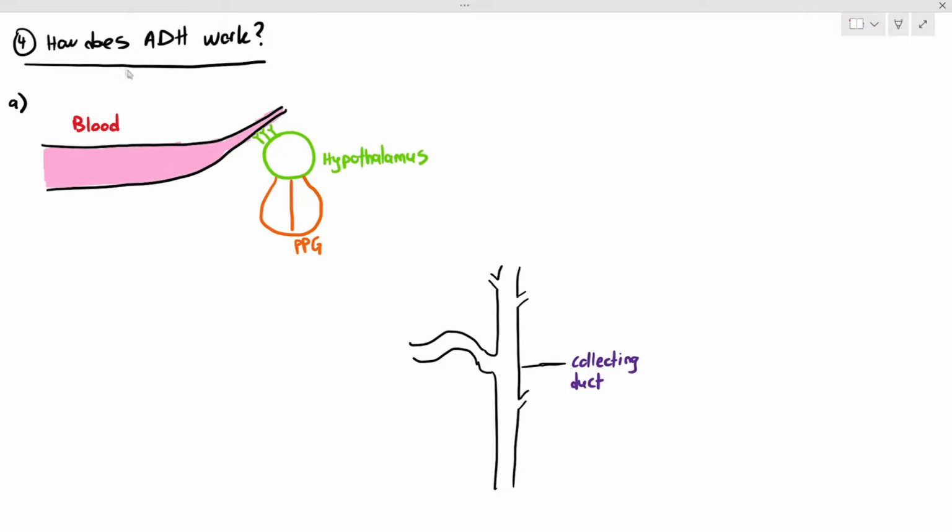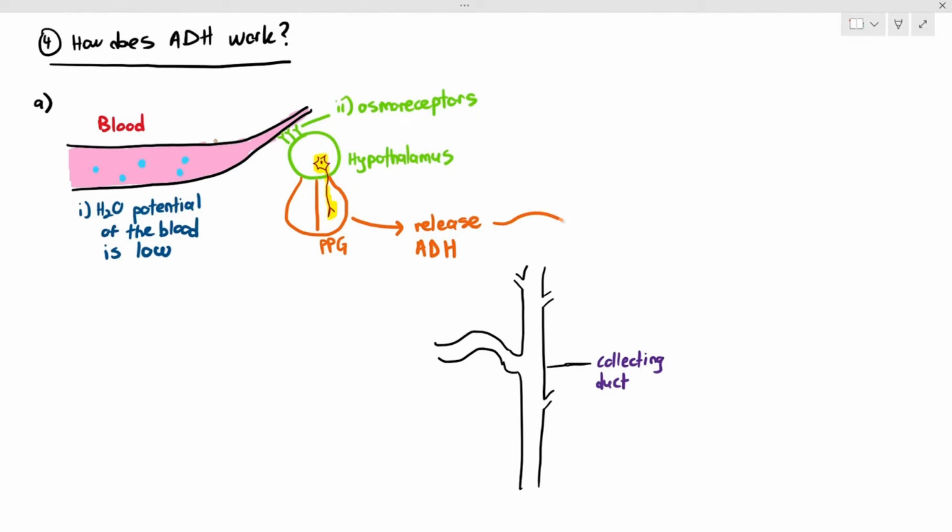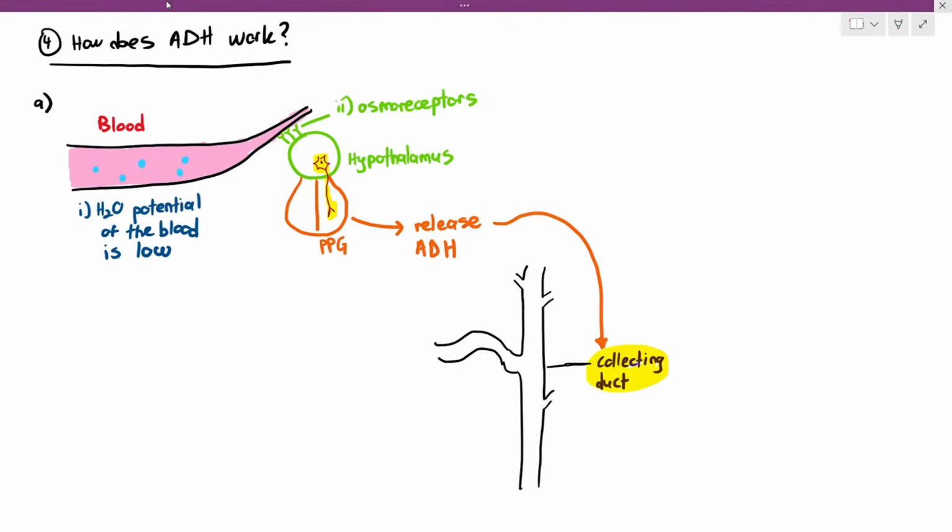Now, let's take an example. The amount of water in the blood, or the water potential in the blood, is low, as you can see in the blue dots. So there's very little water inside the blood. That's a stimulus, so it is detected by the osmoreceptors. The osmoreceptors in the hypothalamus will send a signal to the posterior pituitary gland, and the posterior pituitary gland will release ADH. The posterior pituitary gland is in the brain and the collecting duct is in the kidney. They are quite far away, but hormones travel through the blood. So the ADH travels inside the blood and affects the collecting duct. In this case, the collecting duct is the effector.